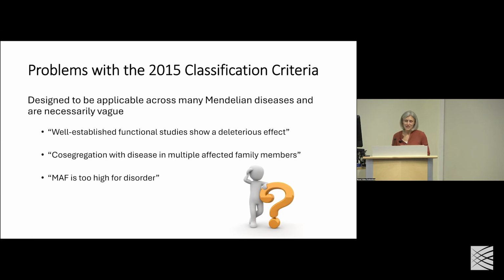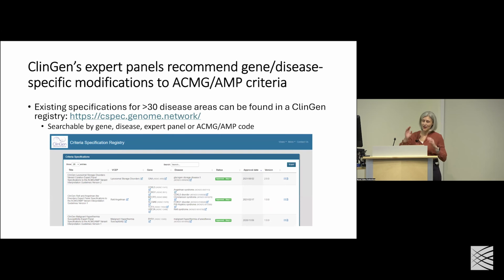But you may look in and see questions like, well, this code says a well-established functional study shows a deleterious effect. What does that mean? What's a well-established functional study? Or there's a code that says there's co-segregation with disease in multiple family members. So multiple affected family members carry this variant. But how many do I need to apply this code? And if I have a lot of affected family members, do I make it a stronger level? Or the code saying that the minor allele frequency is too high for the disorder, how do you decide what is too high? So you can see there's more work to be done in terms of these codes.